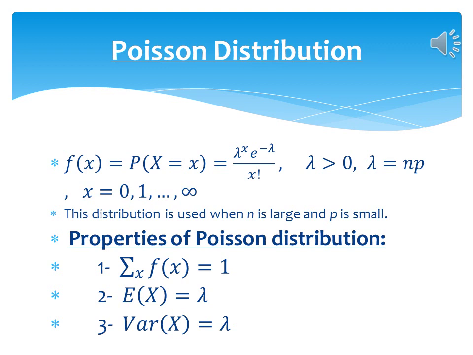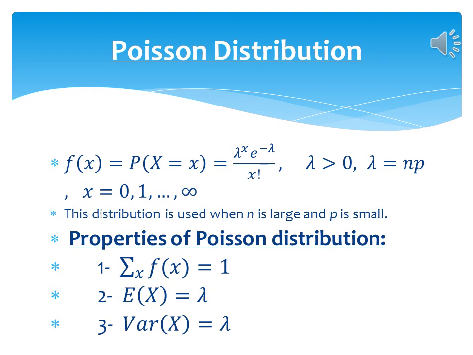What is lambda? Lambda is equal to n times p. The Poisson distribution is used when n is large and p is small. It is used when the number of trials is big and the probability is small.